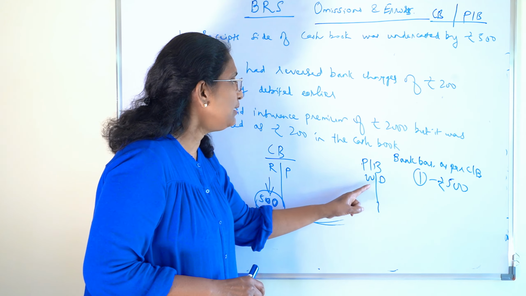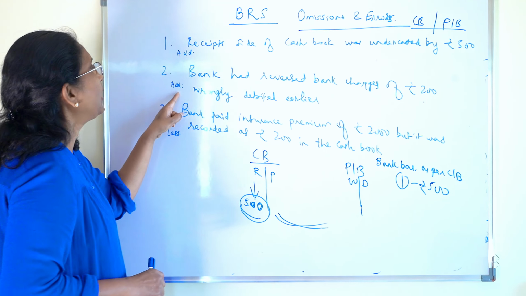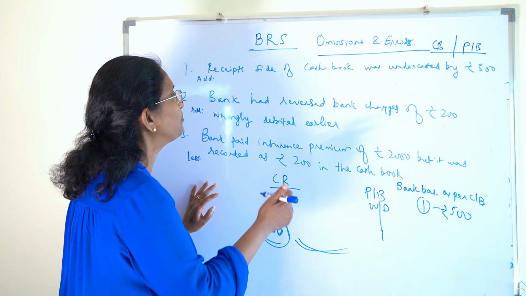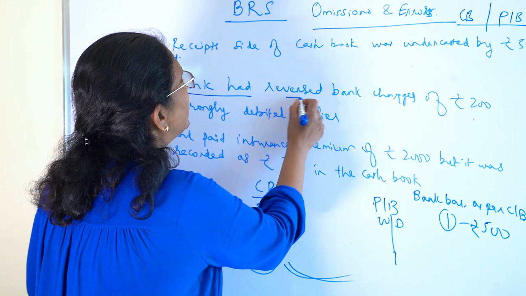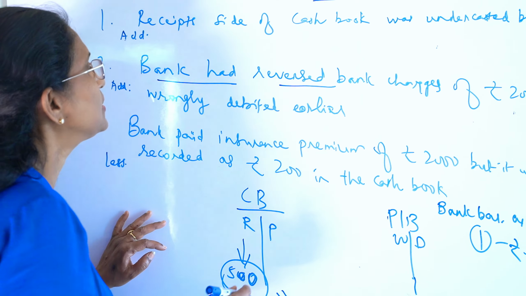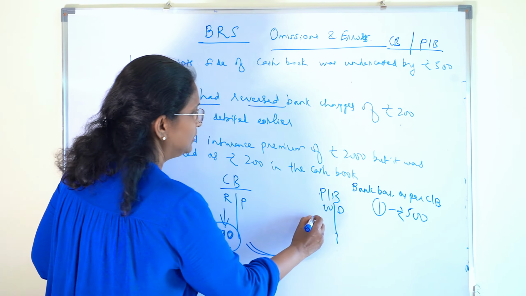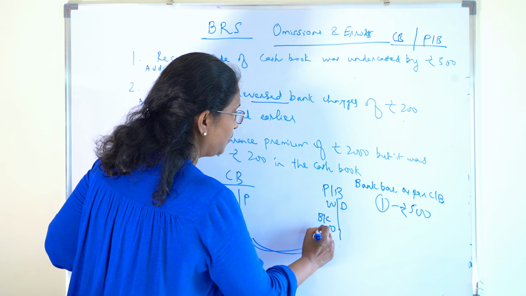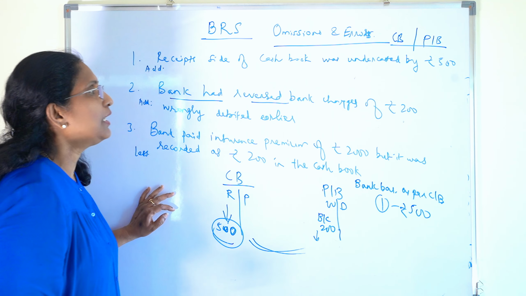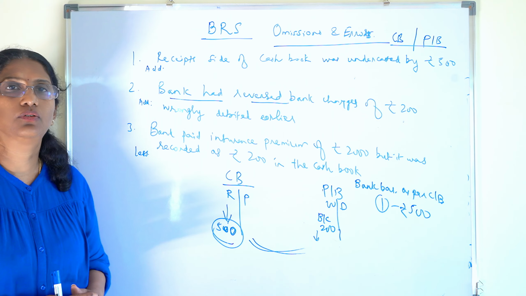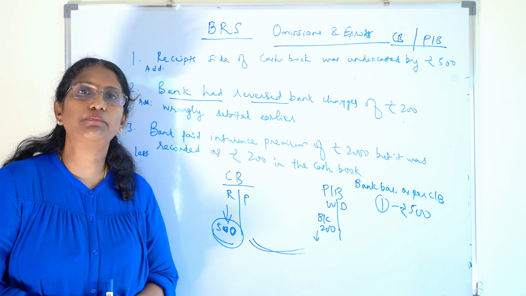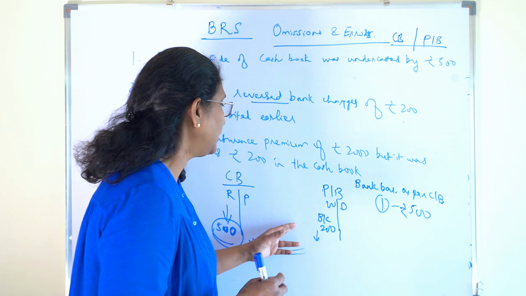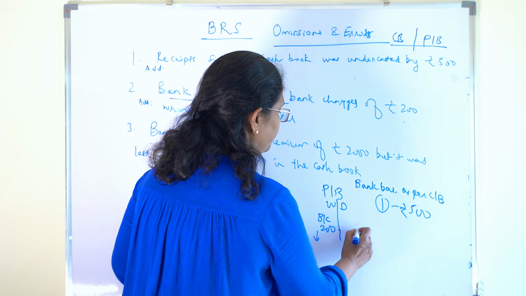Now, if you are in the passbook, what does the bank have? The bank had reversed bank charges of 200. First, it must have had the bank charges, which means the bank actually withdrew 200. So the passbook must have gone down, and then they found something wrongly debited, so they have adjusted it. How can they adjust it?